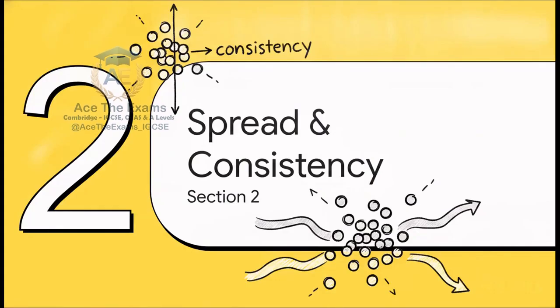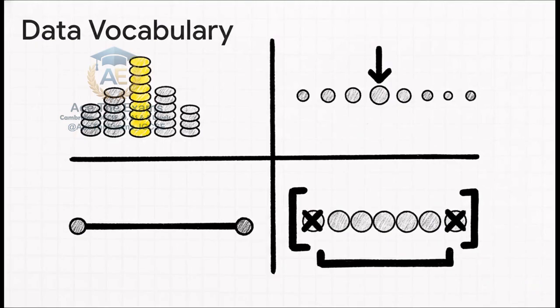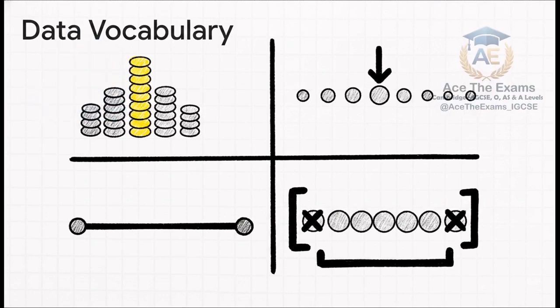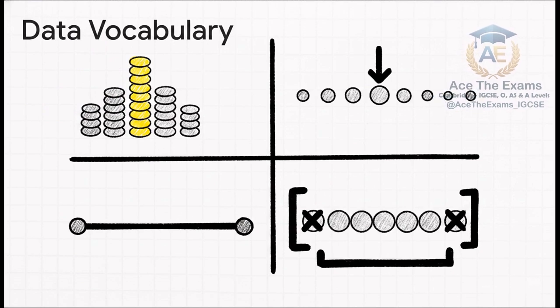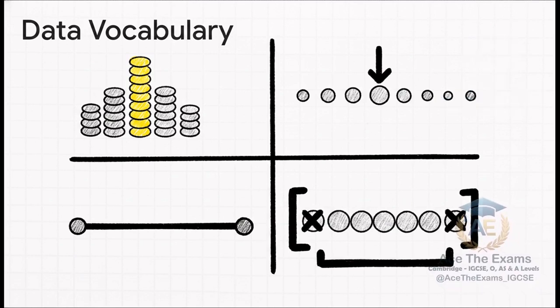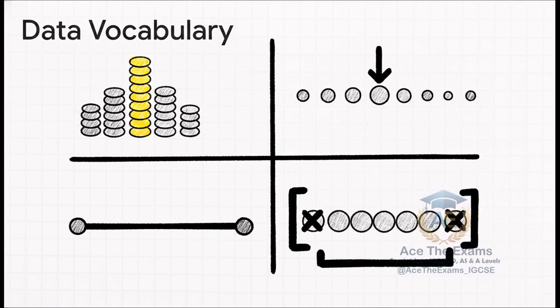Section 2. Measuring spread and consistency. Here's the thing about averages. They don't actually tell you if your data is tightly clustered or just completely wild. To figure that out, we need to ground ourselves in 4 crucial terms. The mode? That's just the most frequent value. The median is your exact middle value when everything is lined up in numerical order. The range measures your total span, highest minus lowest. And the interquartile range, or IQR, that one is absolutely crucial. It measures the spread of the middle 50% of your data, completely ignoring those weird extreme outliers on either end.